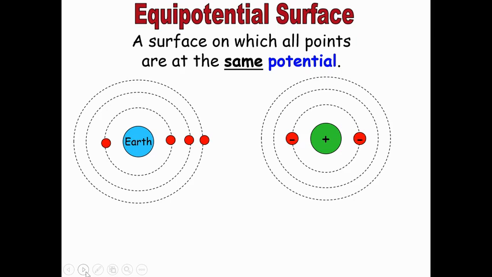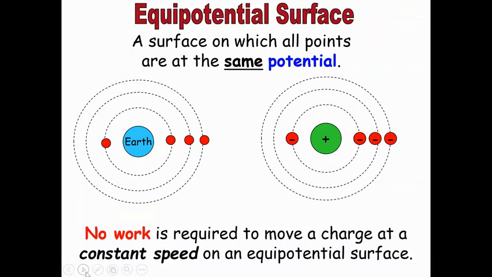It doesn't have to absorb any extra energy, maybe in the form of a photon, to bump it up to a higher energy level. And the more energy it absorbs, the higher its potential energy becomes, and it can jump up to a higher equipotential line or a higher energy state, as you might have heard in chemistry. So as long as it stays on that one dotted line and moves in a circle, no work is required to move that charge, so long as it moves at a constant speed.